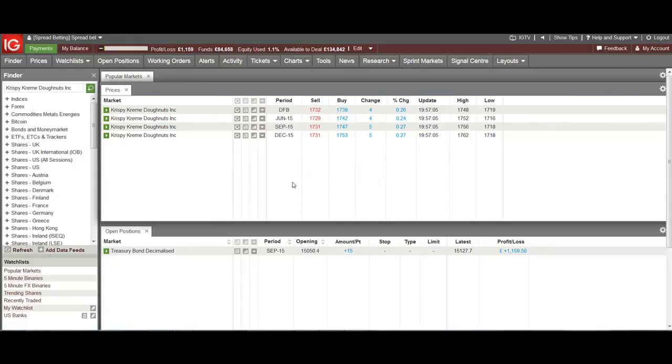Now what you'll get with IG, they will normally quote you a DFB, which is a daily funded bet. That is a trade which expires daily or rolls over a contract, which in this case is June, then September, December. Now, the question a lot of people have asked is, what's the difference between these different contracts and what's the point?